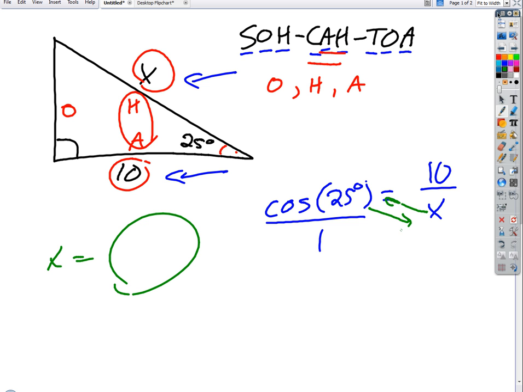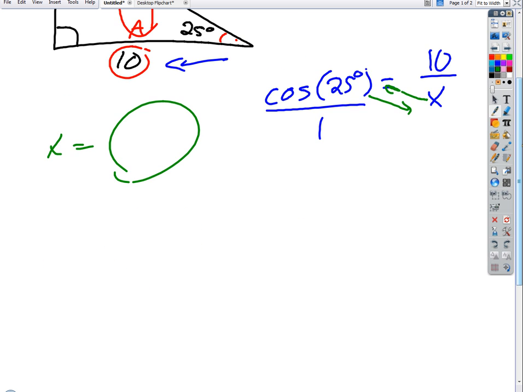And then I end up with x over 1, which is what? 1x. What's anything divided by 1? It's just itself, right? So x divided by 1 is just plain old x. And that equals 10 over my cosine 25 degrees in one quick step. That's a good one. I could cross multiply, but it's just more work.